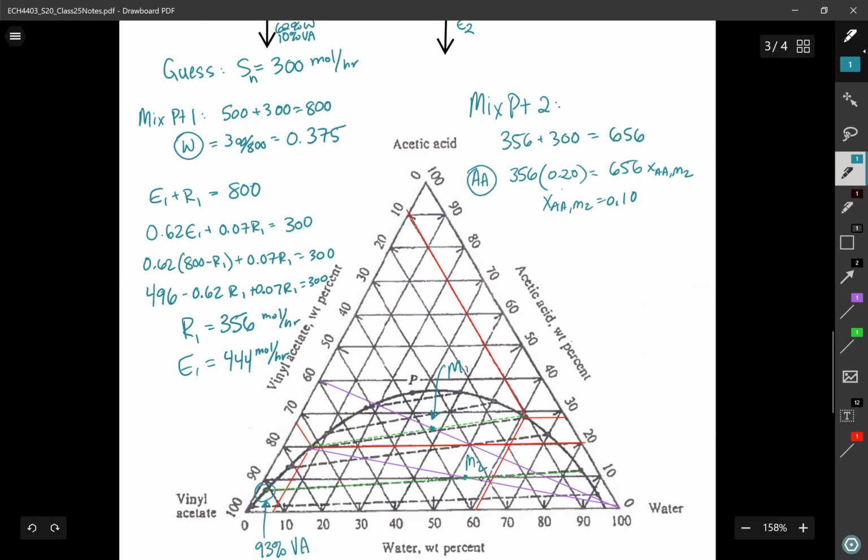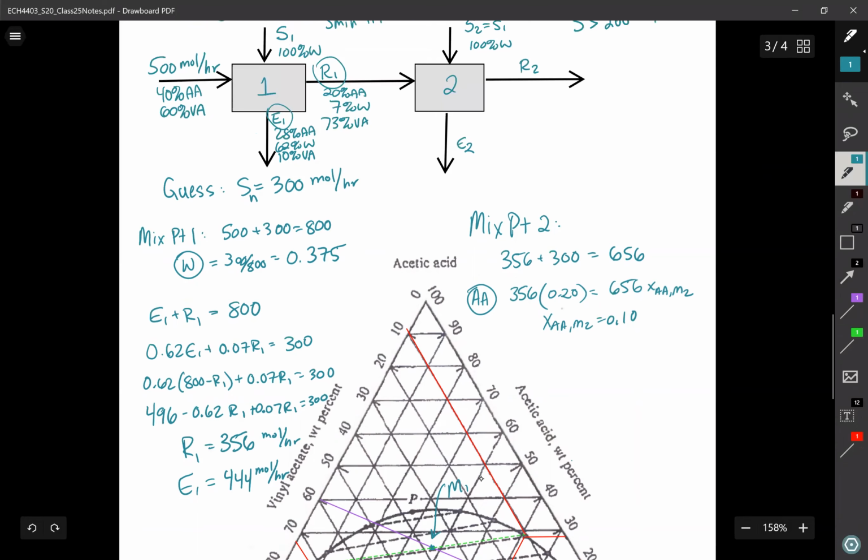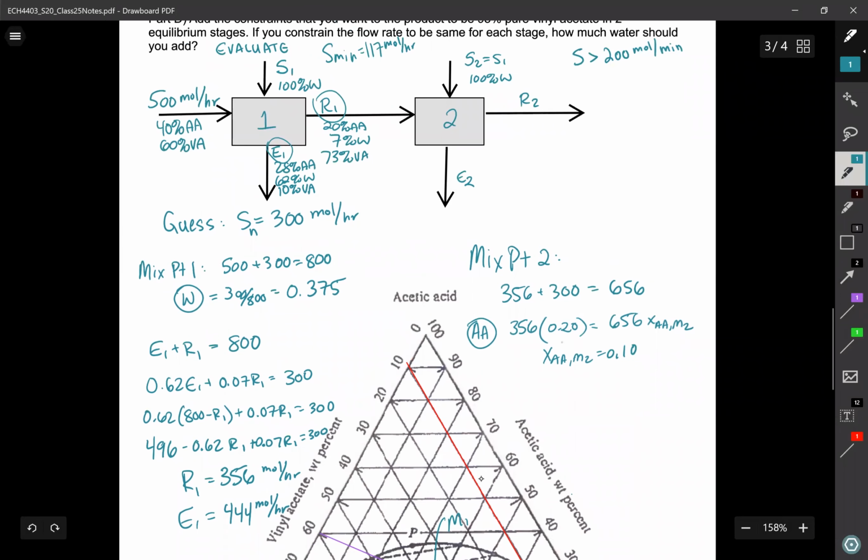But again, you're trying to minimize the amount of solvent that you want to feed to these stages. So you want to meet specifications. You don't want to exceed the specification too much. It's a frequent theme that reoccurs in separations.